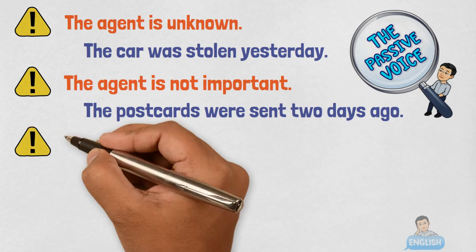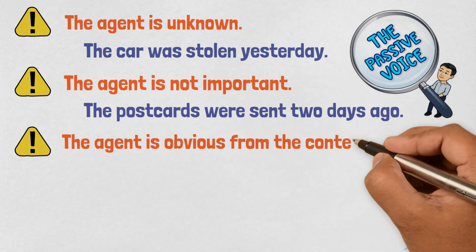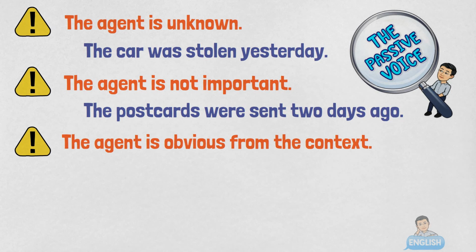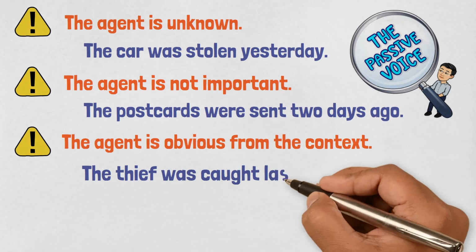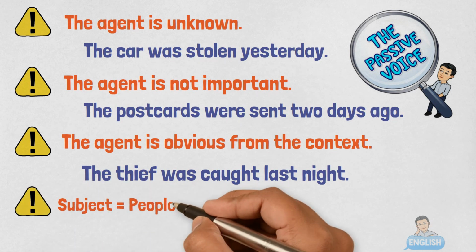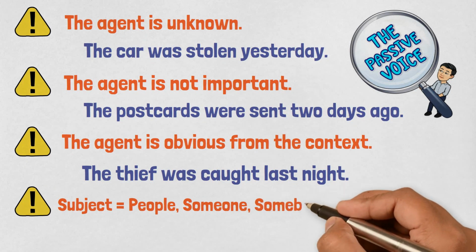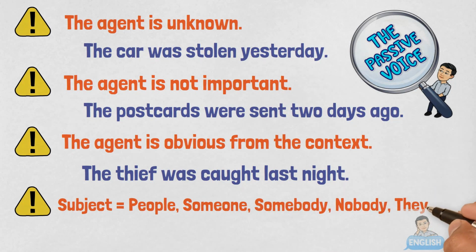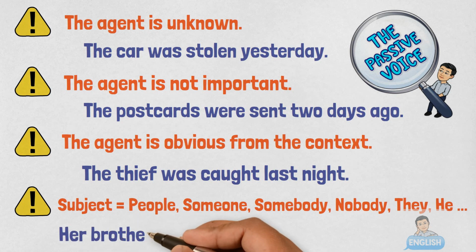Case number 3. The agent is obvious from the context. For example, the thief was caught last night. Obviously, the thief was caught by the police, but we don't need to mention the police here. Case number 4. The subject in the active sentence is people, one, someone, somebody, nobody, they, he, etc. For instance, her brother will be met at the airport tomorrow.